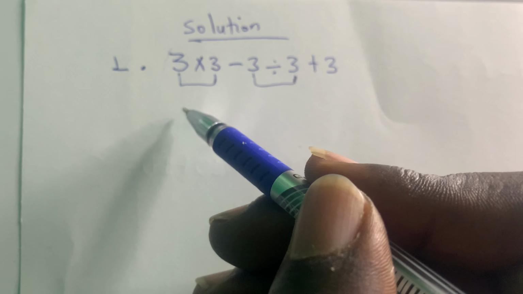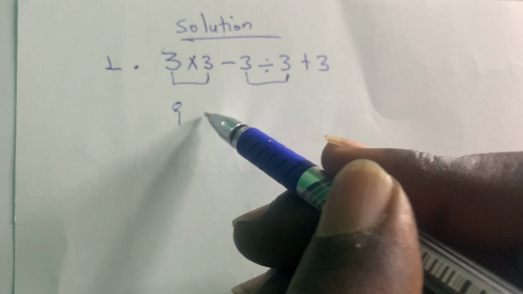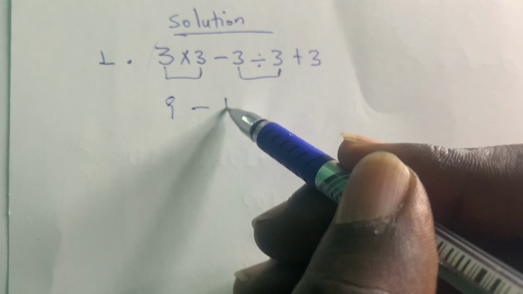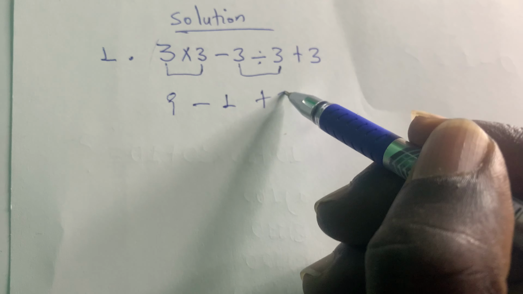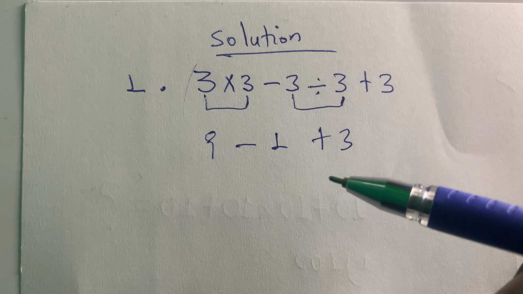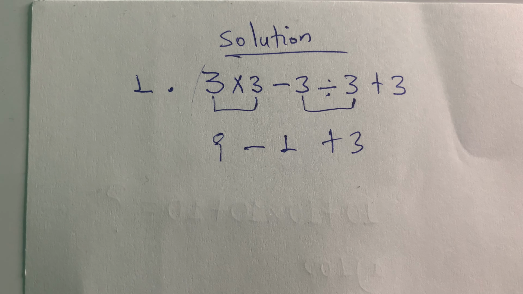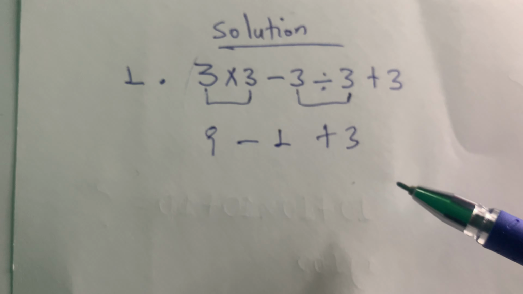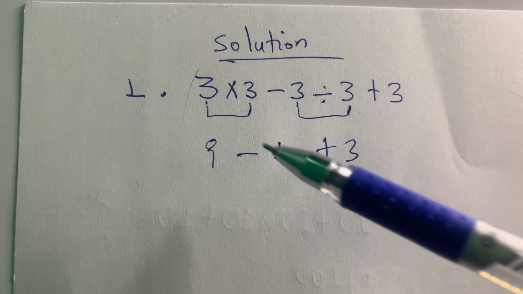So 3 times 3 is equal to 9. Then minus 3 divided by 3 is equal to 1, right? And then plus 3. When it comes to subtraction and addition, that's something that you also have to know. First, you start from left to right, okay? So this is what we're going to do.